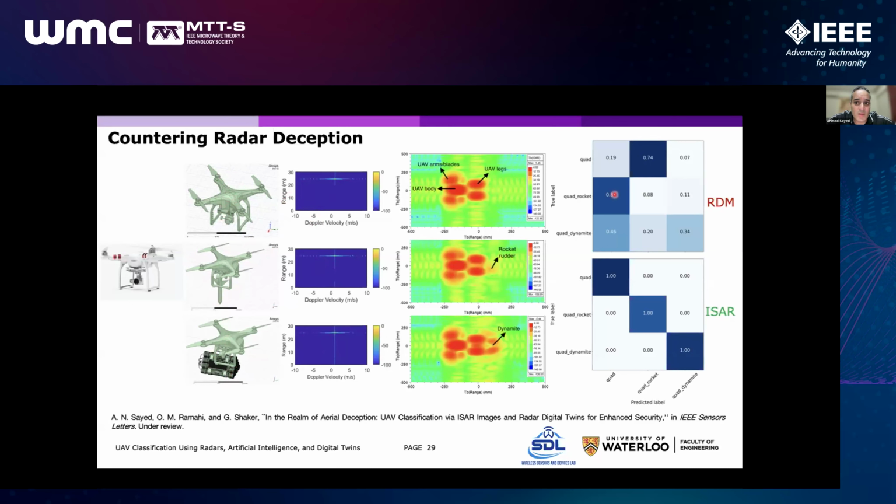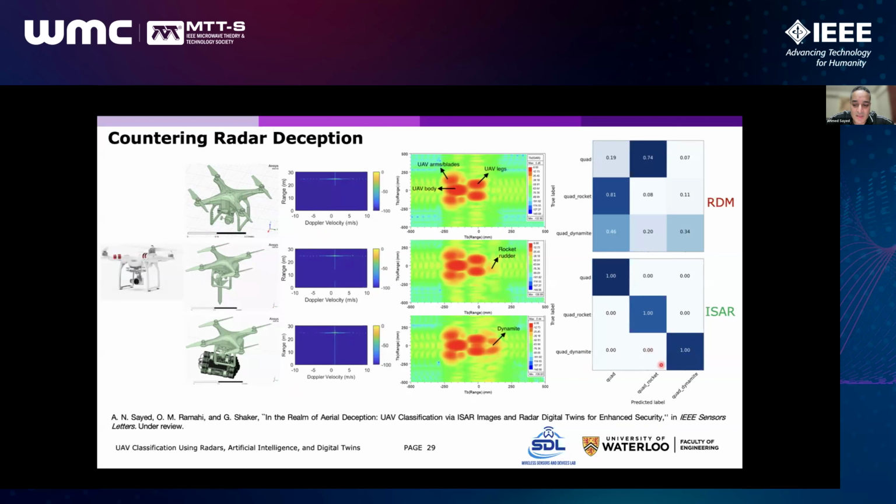And when we rely only on what has been done before, just classifying according to the Doppler signature, the model failed to detect whether the drone is harmful or not. So we introduce what's called an ISAR-based classification approach to get the ISAR image of the drones in each case. For example, here this is the body of the drone, the arms or blades, the legs. Here, in this case, this is a rocket signature, and this is a dynamite signature.